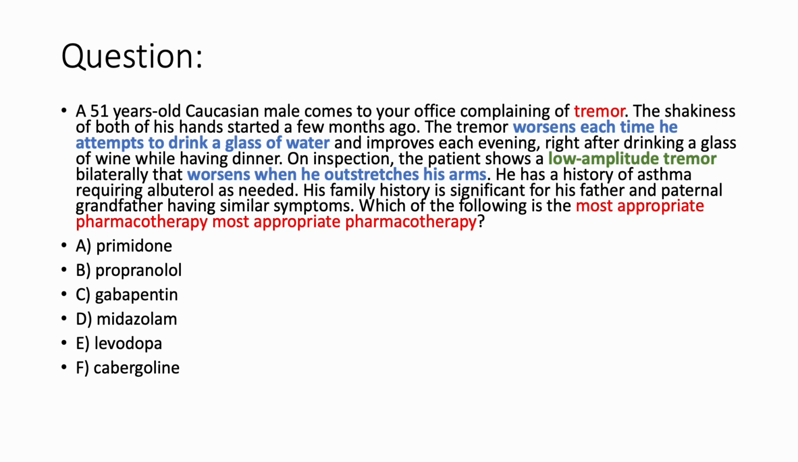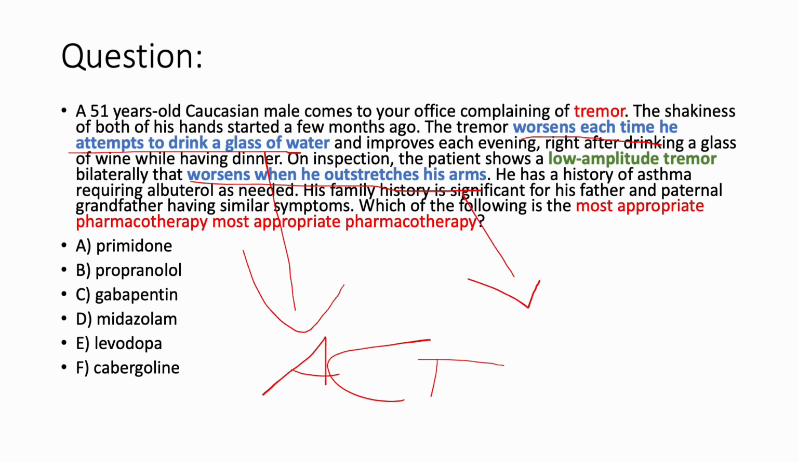So step 2 to differentiate the type of tremors is to identify the movements that change the tremor, so increase or decrease the tremor. So if the tremor worsens each time the patient attempts to drink a glass of water, this is a characteristic description of an action tremor, whereas the tremor worsens also if he outstretches his arms, and this is another characteristic of the postural tremor.